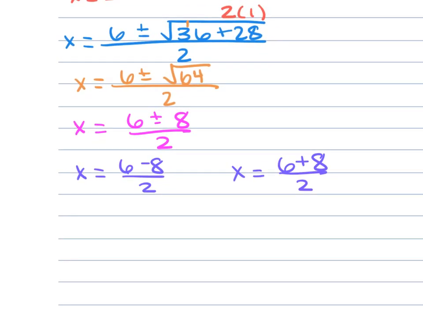The 6 minus 8 gives us negative 2, so x is equal to negative 2 over 2. And the 6 plus 8 gives us 14, so it's 14 over 2. So x is equal to negative 1 and 7.